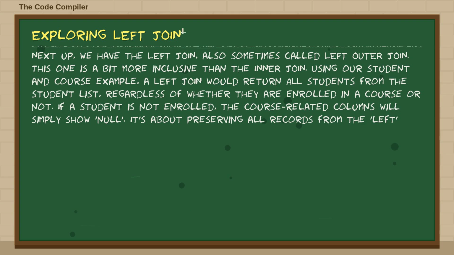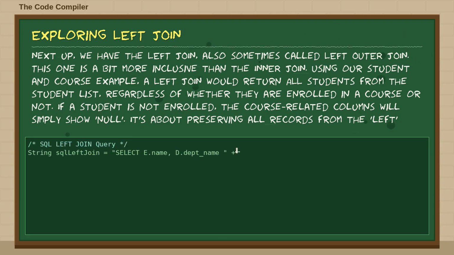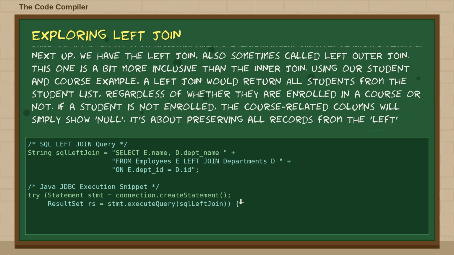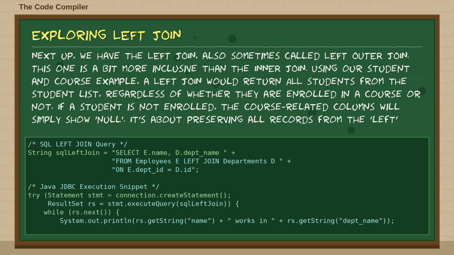On the whiteboard, observe the SQL syntax for a left join. Notice the keyword left join instead of inner join. The ON clause still defines our matching condition. And just like before, a Java code snippet shows how you would execute this specific SQL query and iterate through the result set to display the combined data.